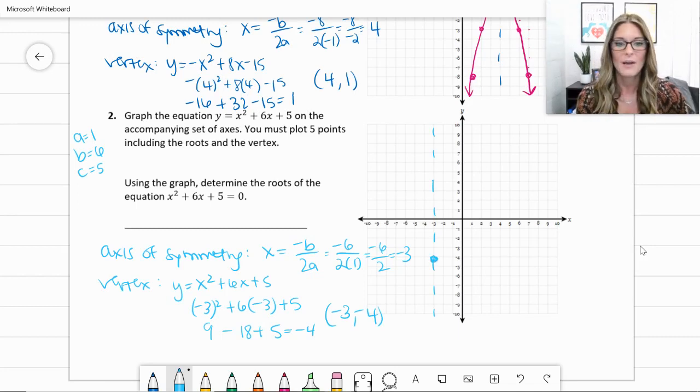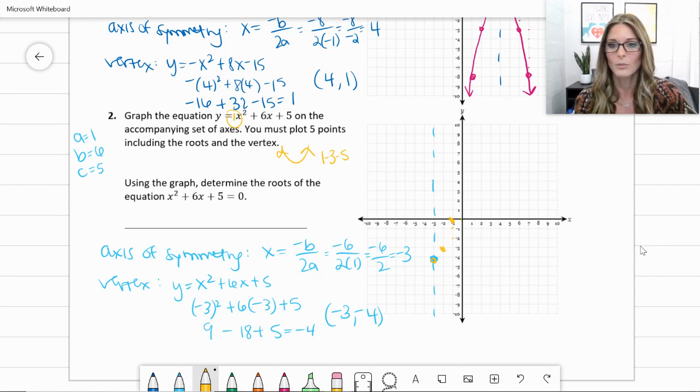Now again, my leading coefficient was an understood 1, right? So I know we've got a positive smiley face, and I know I could use the 1, 3, 5 rule to help me graph. So from my vertex, I'm going to go over 1, up 1, over 1, up 3, over 1, up 5. I'm going to reflect those points. And that should be my parabola.